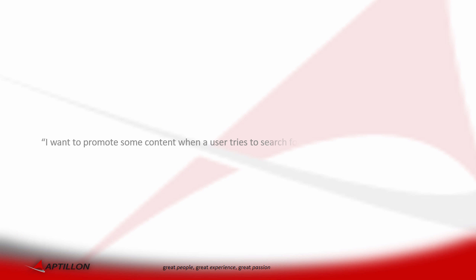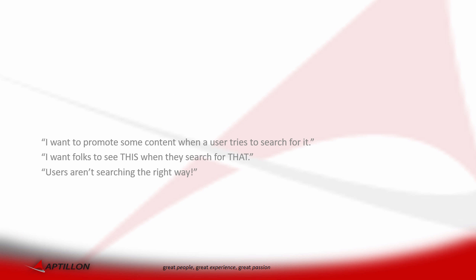For each of our samples, we're going to come up with problem statements, like I want to promote some content when a user tries to search for it, or I want folks to see this when they search for that particular word or phrase. Or users just aren't searching the right way and we need to help them out. In this case, our first example is going to be better best bets, or what are known in SharePoint 2013 and 2016 as promoted results.